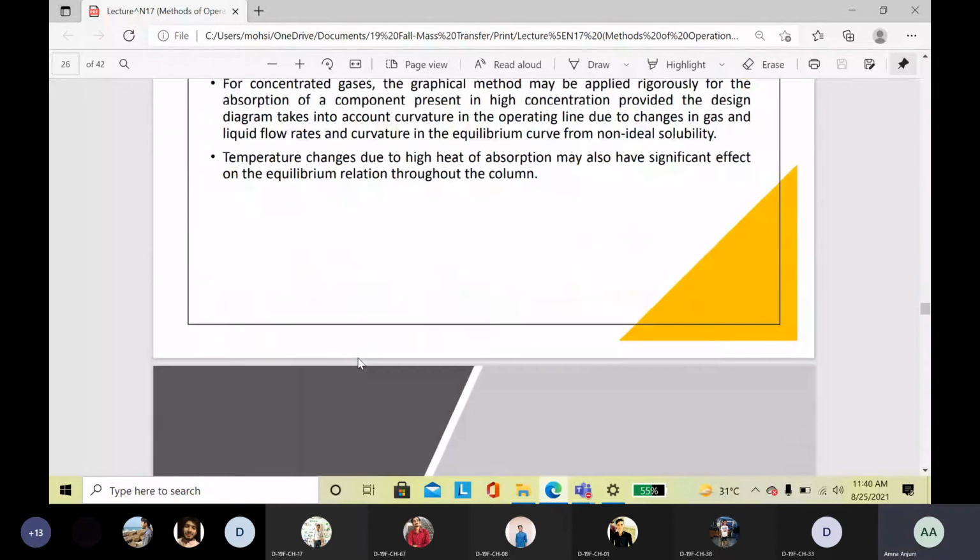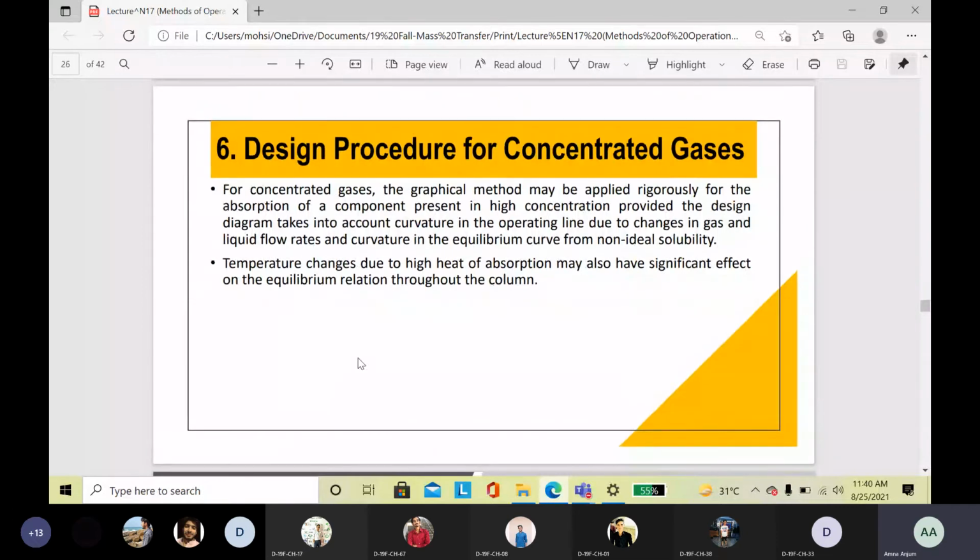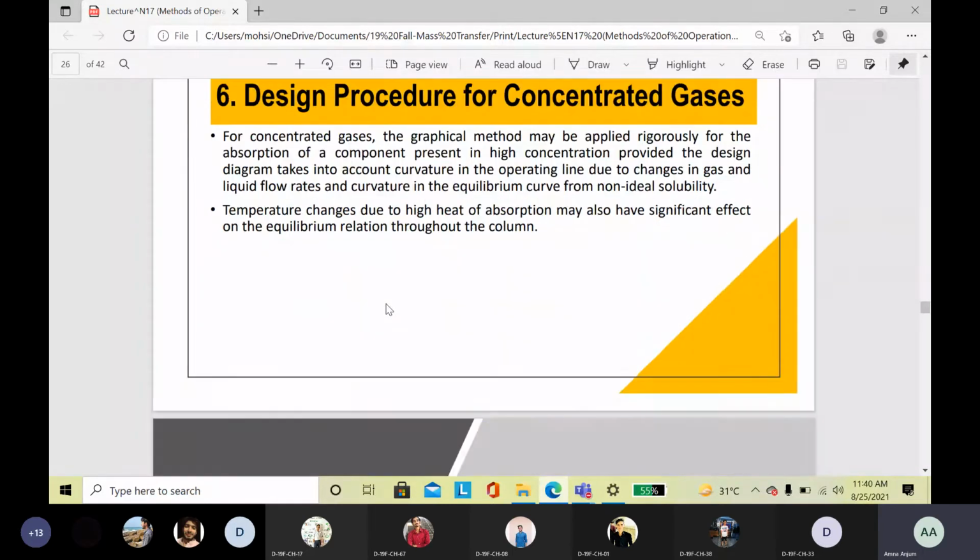Design procedure for concentrated gases. For concentrated gases, the graphical method may be applied rigorously for the absorption of a component present in high concentration, provided the design diagram takes into account curvature in the operating line due to changes in the gas and liquid flow rates, and the curvature in the equilibrium curve from non-ideal solubility. Temperature changes due to higher heat of absorption may also have significant effect on the equilibrium relation throughout the column.